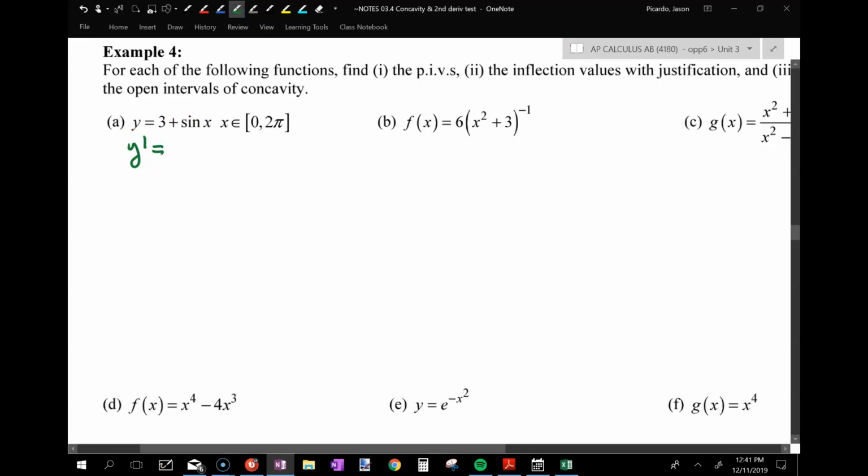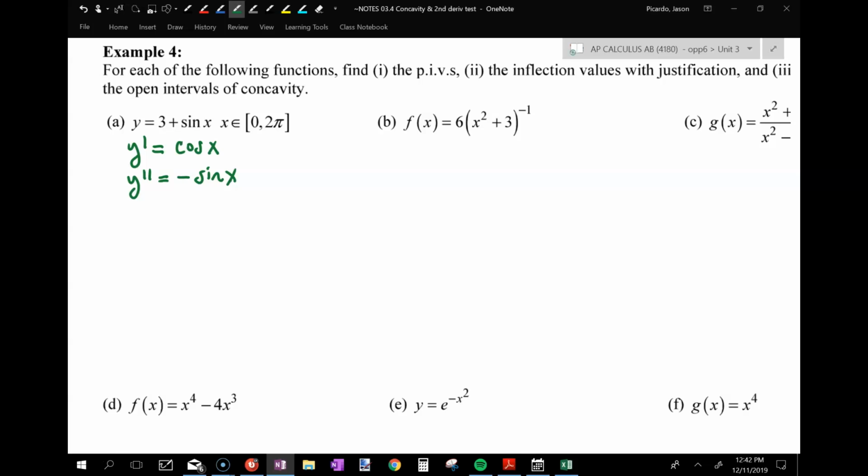What is my first derivative? Cosine of x. What is my second derivative? Negative sine of x. Okay. Wonderful. Well, what do I want to know about negative sine of x? I want to know the PIVs. Where do the PIVs occur? At discontinuities, and where the second derivative either is 0 or does not exist.